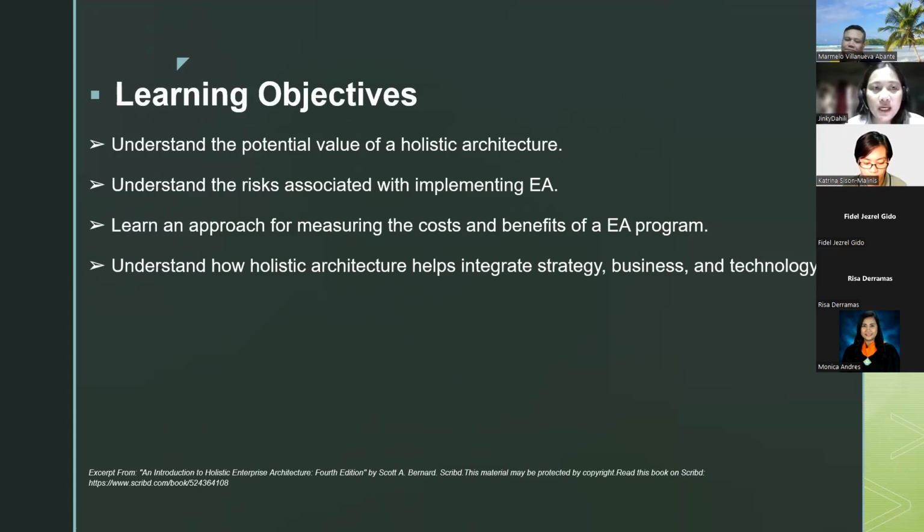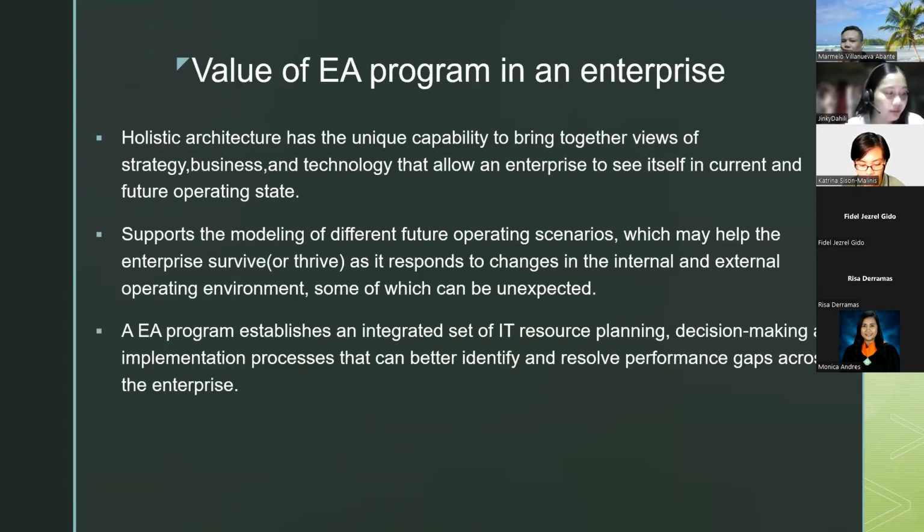For the objectives of this chapter, we will understand the potential values of a holistic architecture and understand the risks associated with implementing enterprise architecture. We will learn an approach for measuring the costs and benefits of an EA program. And lastly, we will understand how holistic architecture helps integrate strategy, business, and technology.